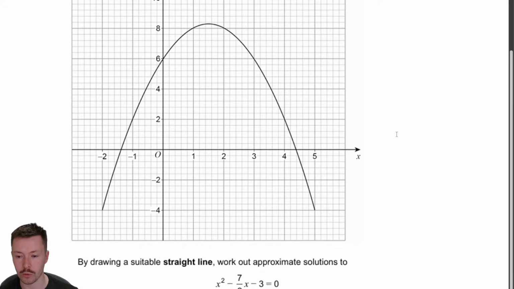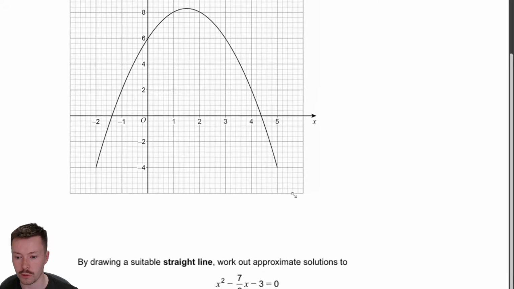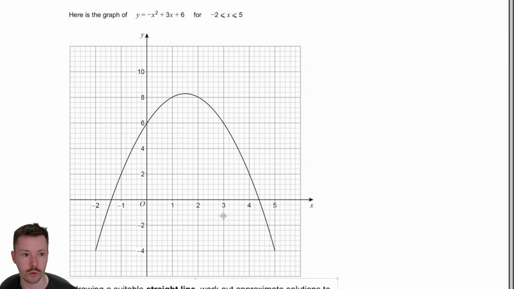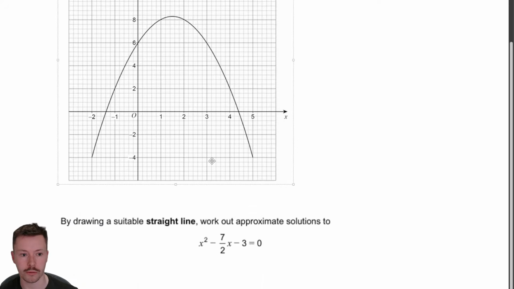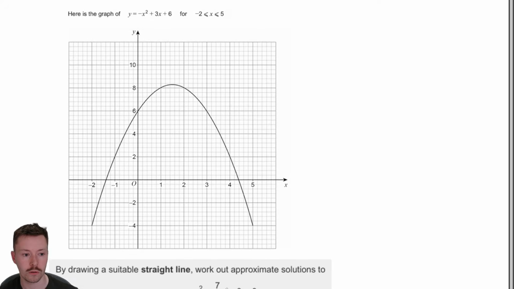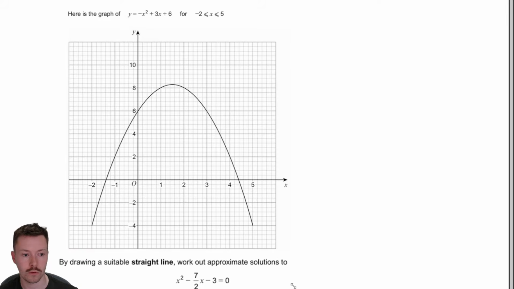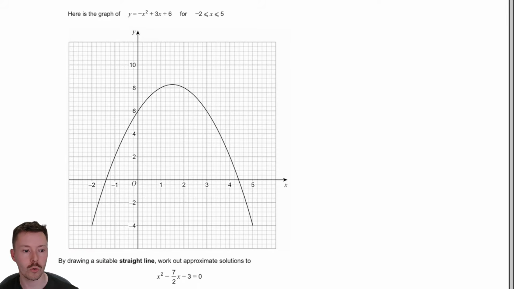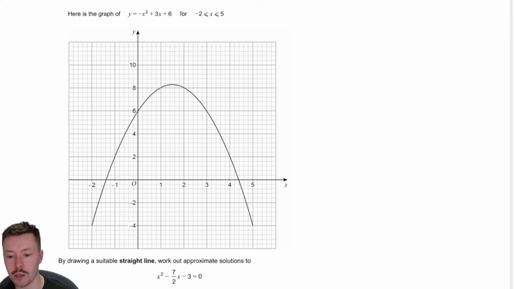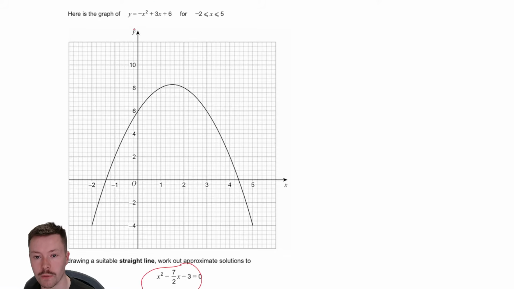Let's have a look. So let me make this graph a little bit smaller so I can try and get everything on one page so you can see it all. By drawing a suitable straight line, work out approximate solutions to this. Now what we want to do is split this up so that we've got y equal to this and something else on the other side, okay?